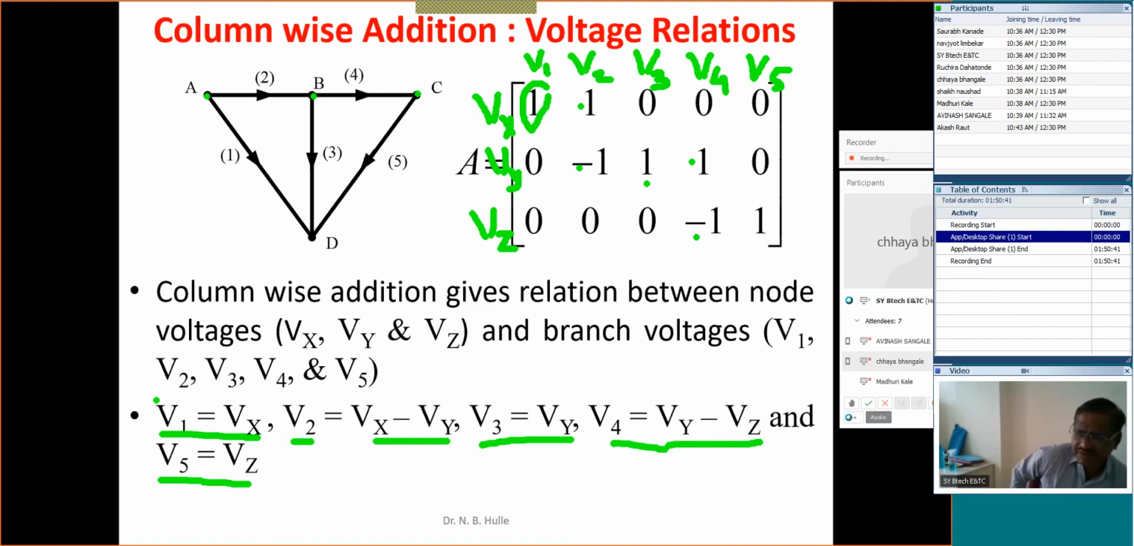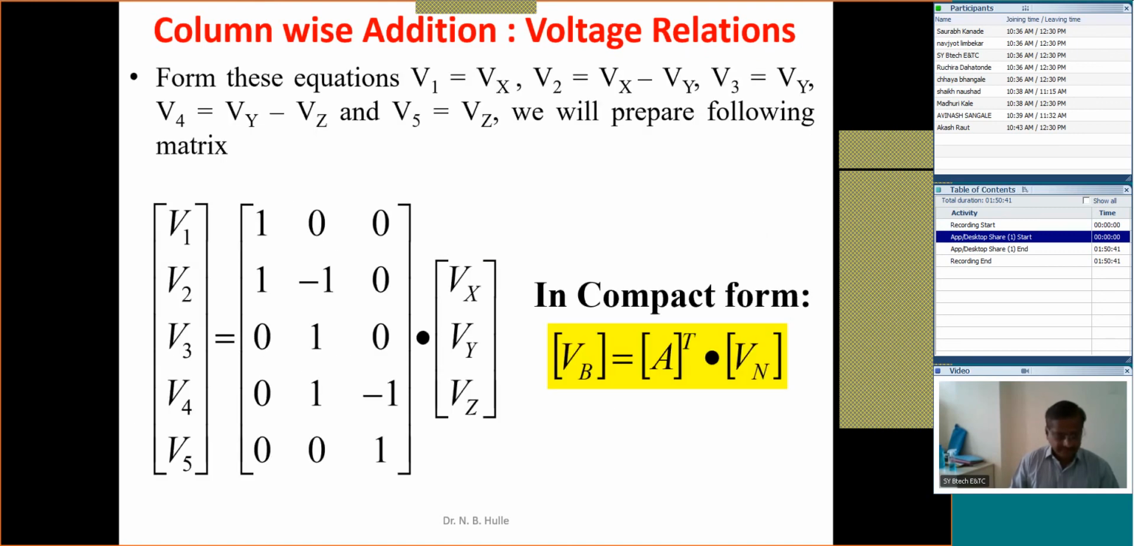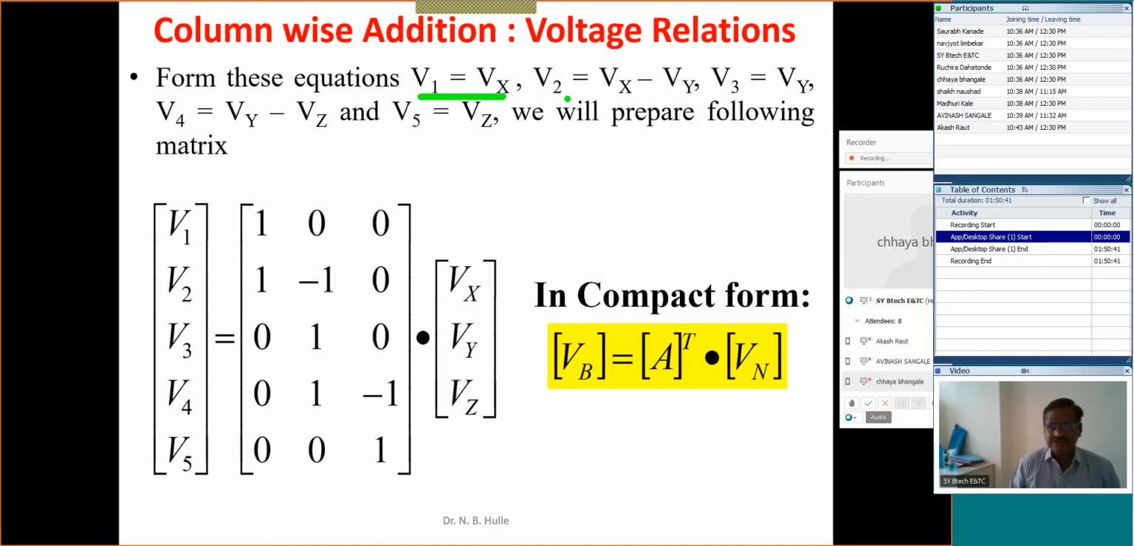We are able to find out the relation between these branch voltages and the node voltages. I have copied these equations from the previous slide: V1 is equal to Vx, V2 is equal to Vx minus Vy, V3 is equal to Vy, V4 is equal to Vy minus Vz, and V5 is equal to Vz.